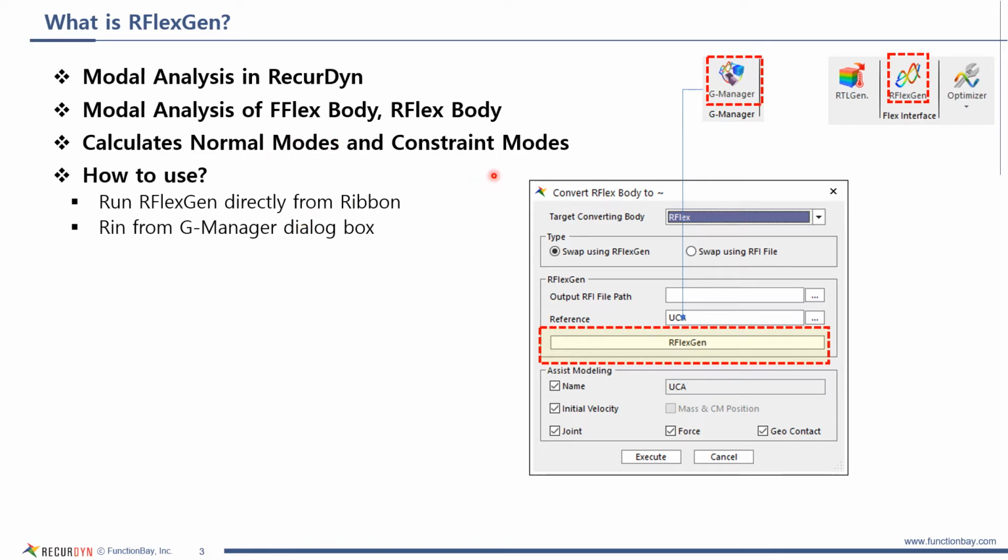You can run a modal analysis of full-flex body or rFlex body using CMS method. You can easily calculate both normal mode and constraint mode with simple settings. It is executed by clicking either rFlexGen icon or the rFlexGen button in GManager.